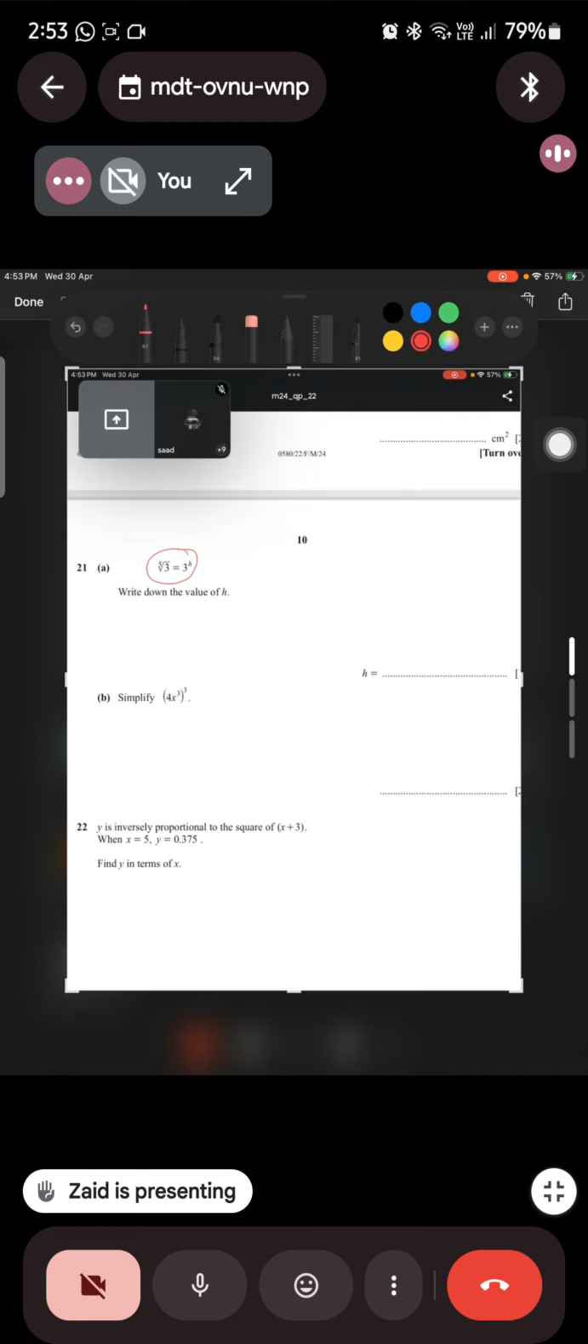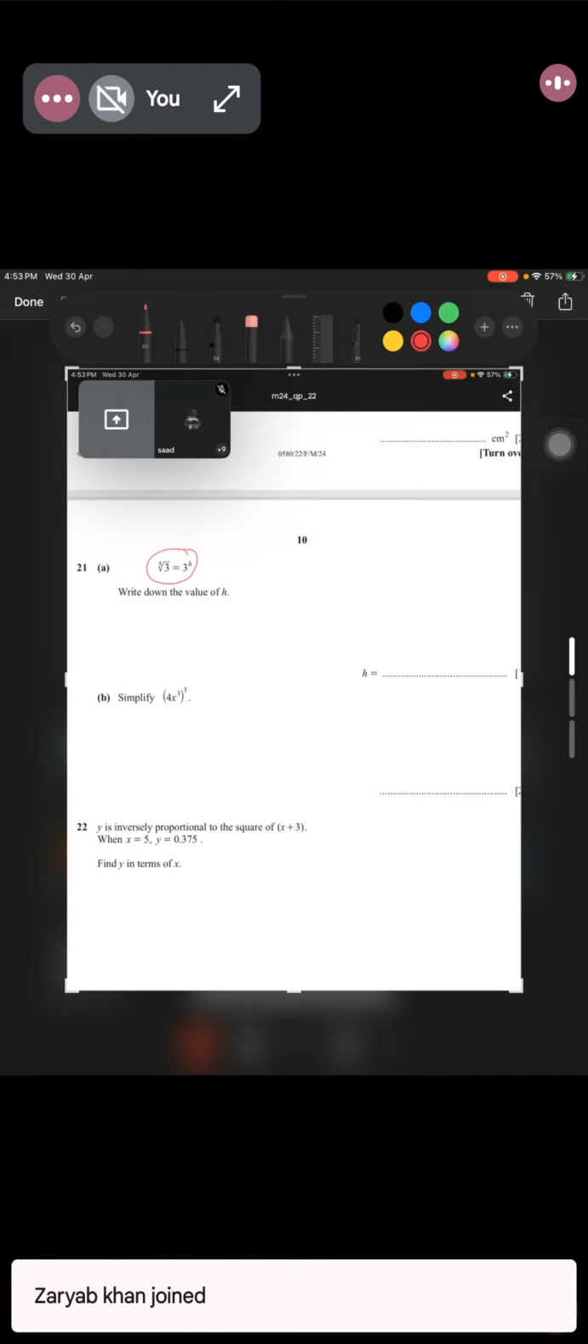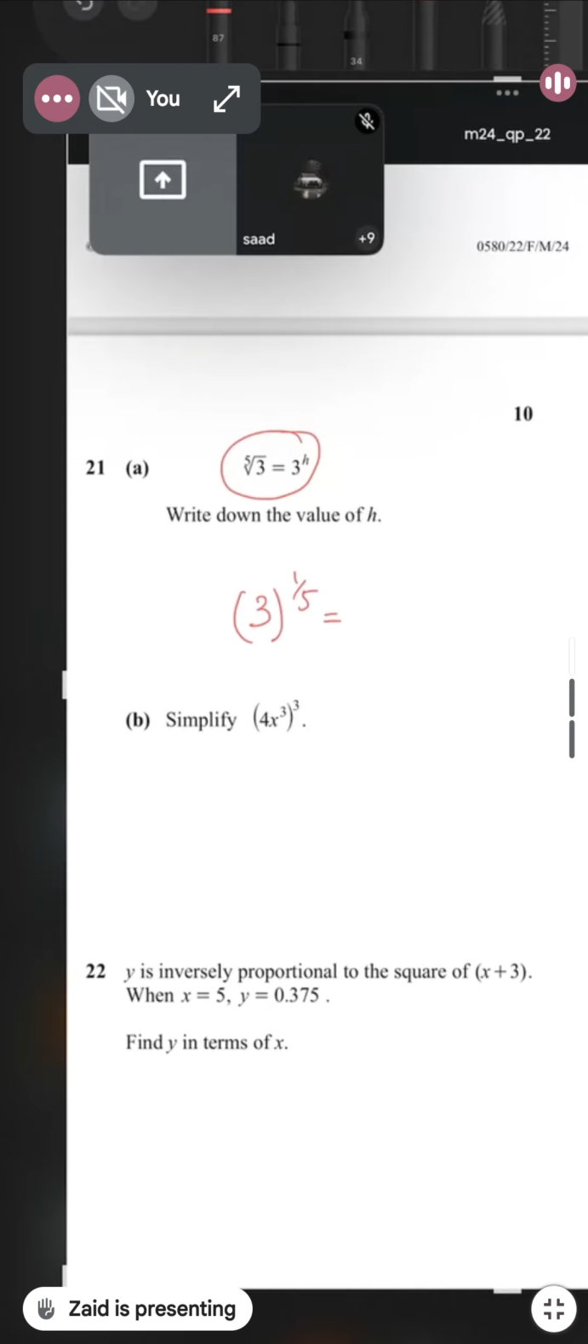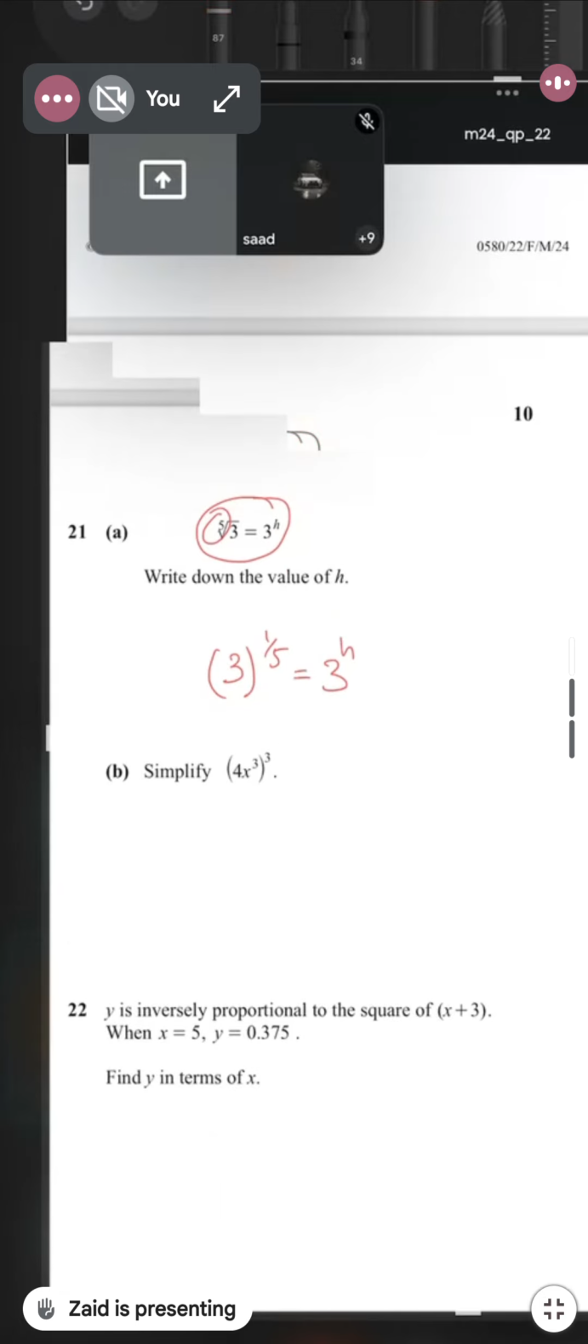the value of h. So how are we going to find the value of h? For that, first of all, what we need to do, can I write x cube is 1/5? Because it's the fifth root. Yes. So h is coming out to be 1/5. So that's easy.